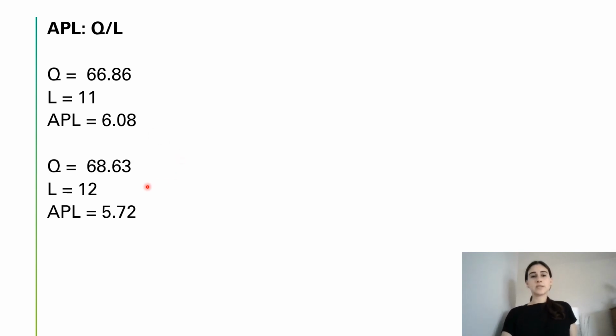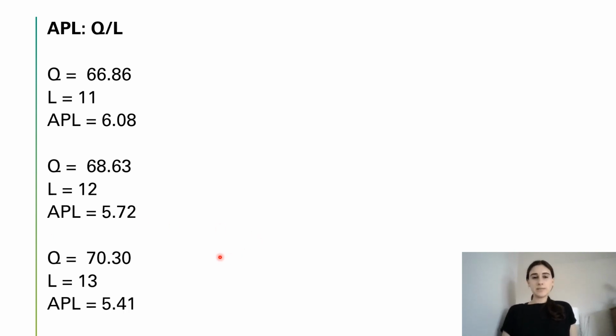In the next case, when L is 12, total production is 68.63. Plugging these values into our formula, we get an APL of 5.72. And this is the interpretation. When there are 12 workers, each worker on average produces 5.72 units of production.